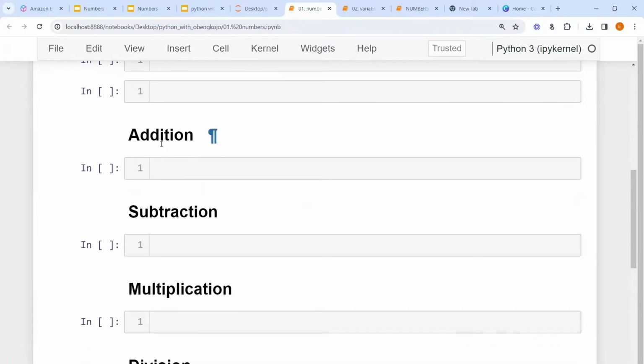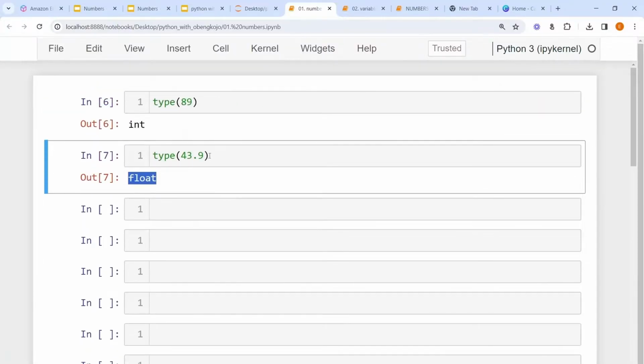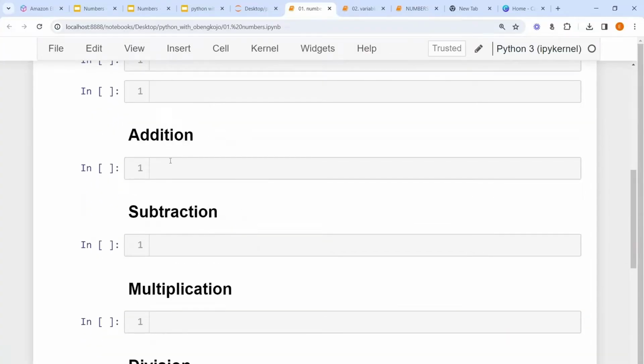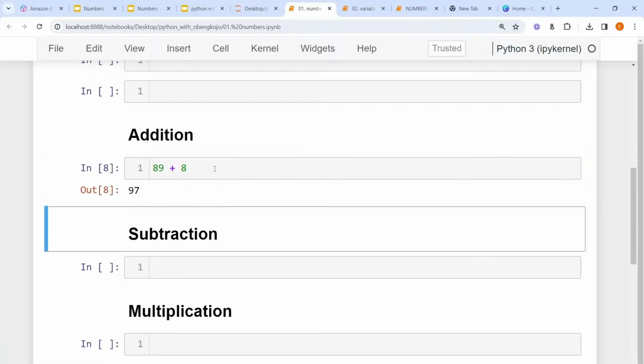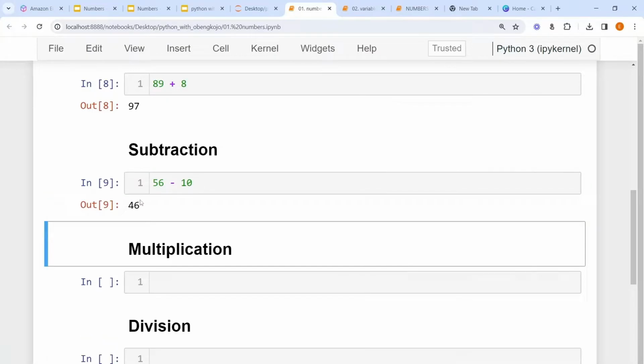Now let us quickly switch to what we call operators in Python. We can perform some operations on these numbers that we've discussed. So let's look at how to do addition in Python. It is what we know, the plus sign. Let's say 89 plus 8, and we run that, we get the result. Then for subtraction, we have the same usual subtraction sign that we know, the dash sign. If I do 56 minus 10 and I run, you're going to get 46.